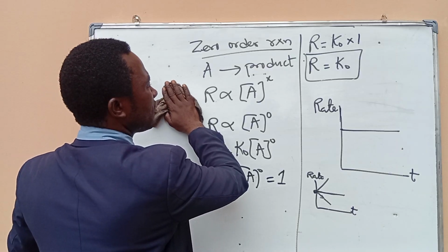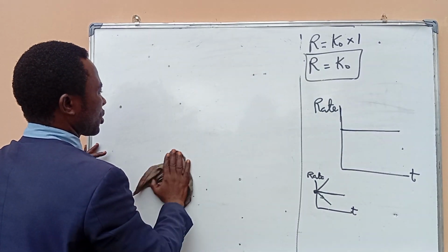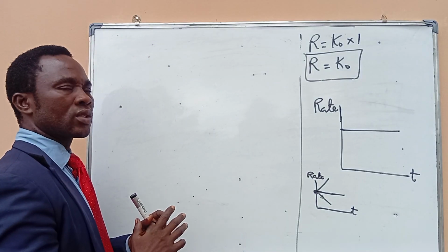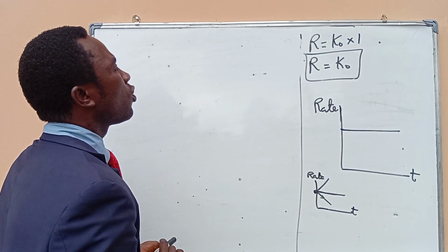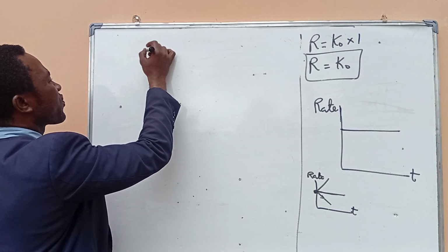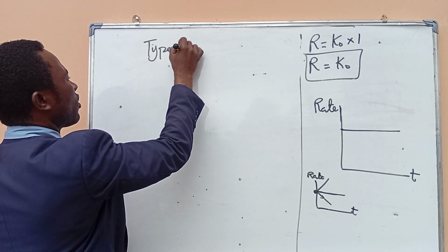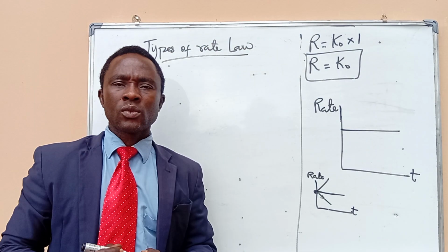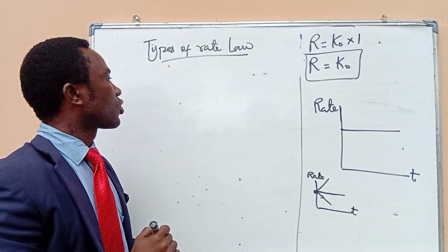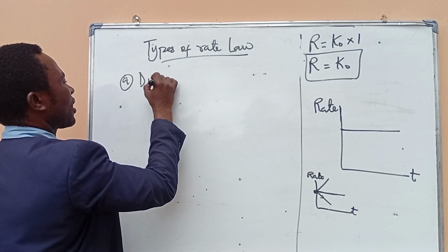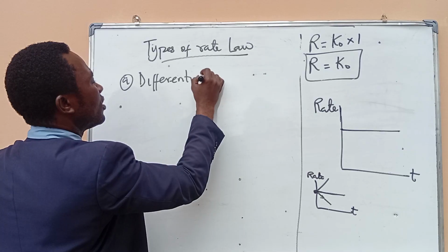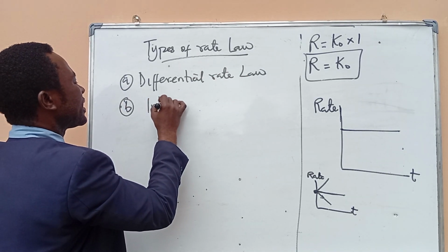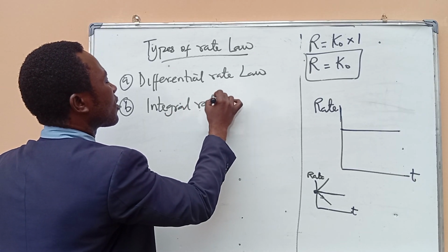Now, having taken this, that the rate of reaction for a zero order reaction does not depend on the concentration of the reactant, which is very significant, we also need to know that we have different types of rate law. We have A, the differential rate law, and B, the integral rate law.